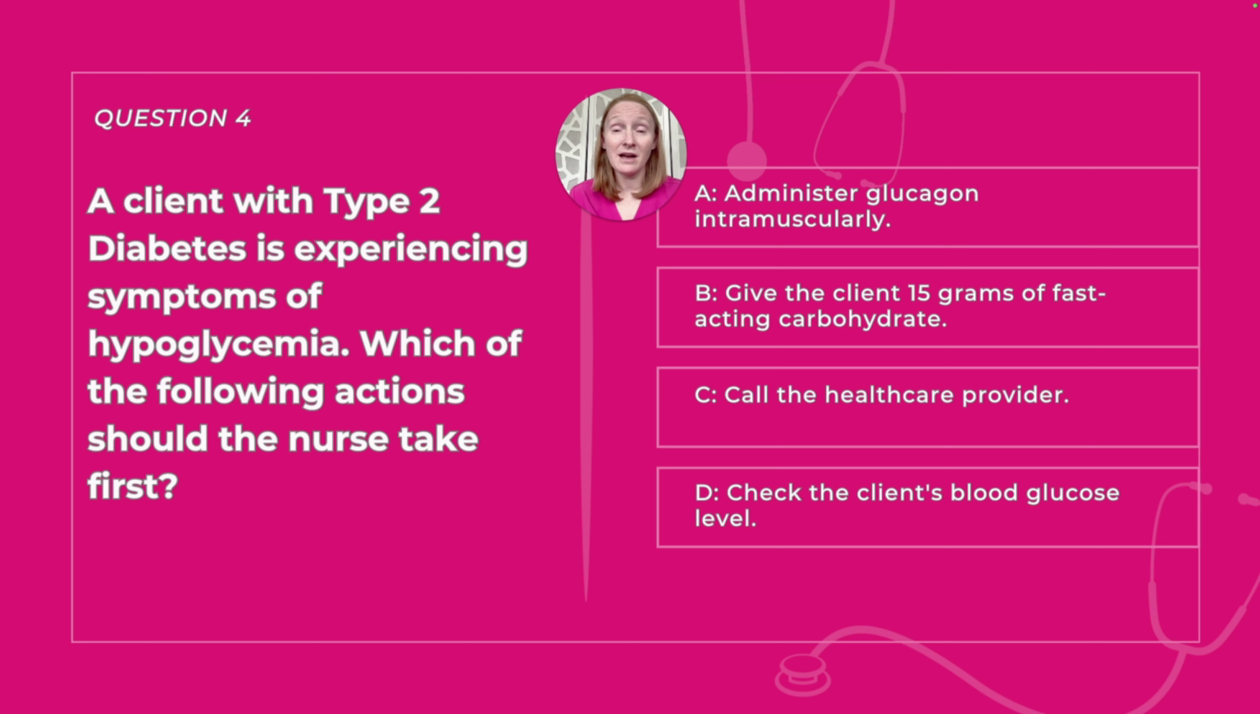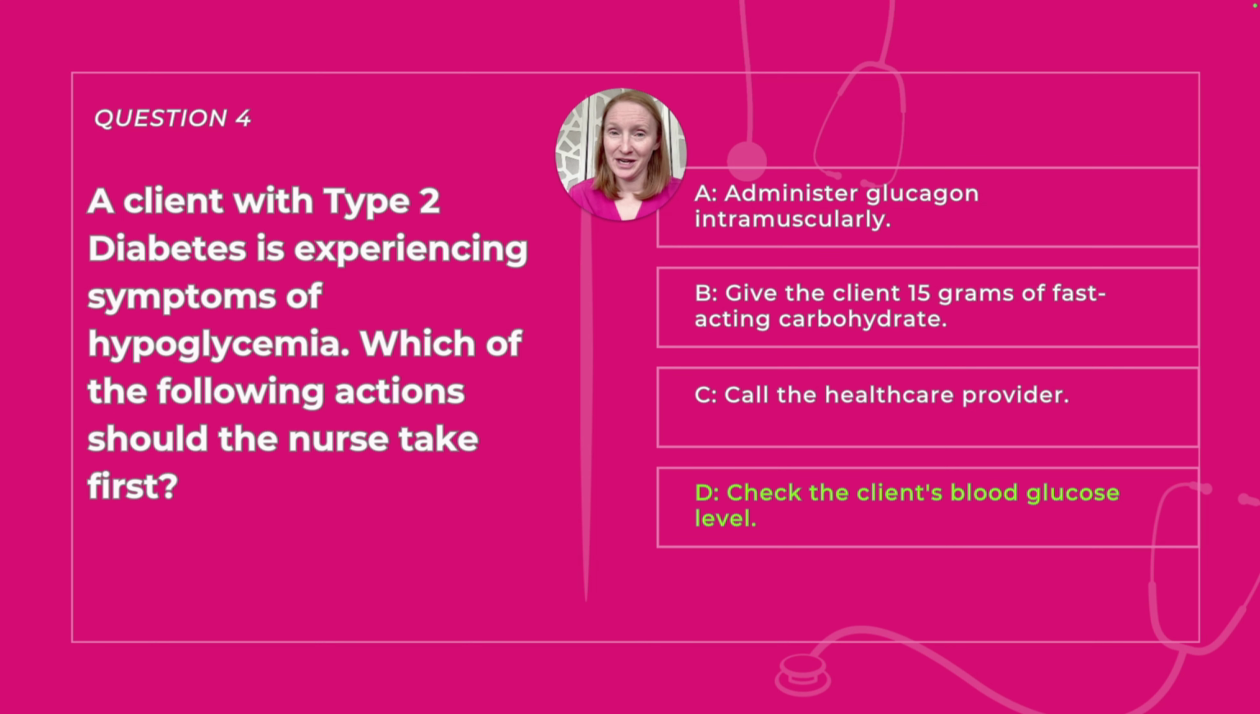It could be something else causing those symptoms. And if so, we could make things worse by administering the carbohydrates instead of investigating further. Therefore, the best answer is actually to check the client's blood glucose level. Once we have verified that the blood glucose level is actually low, then we would give the client 15 grams of fast-acting carbohydrate. If for some reason that didn't work, we could move on to administering glucagon intramuscularly.